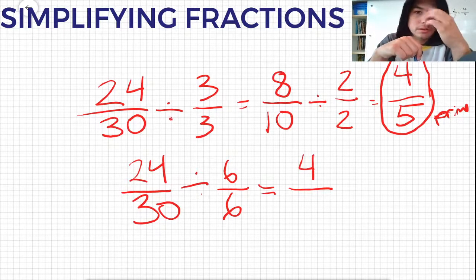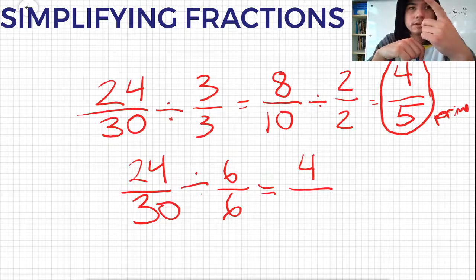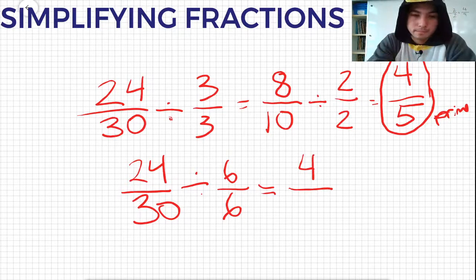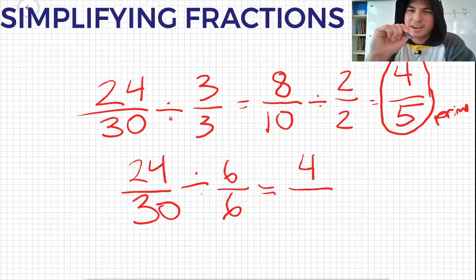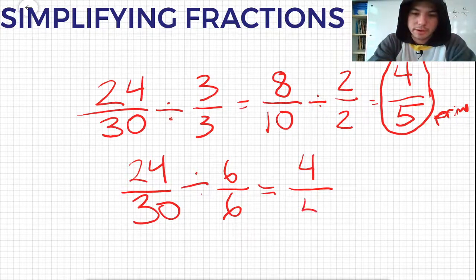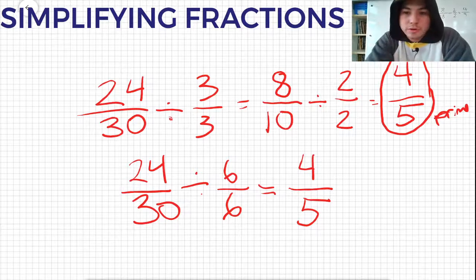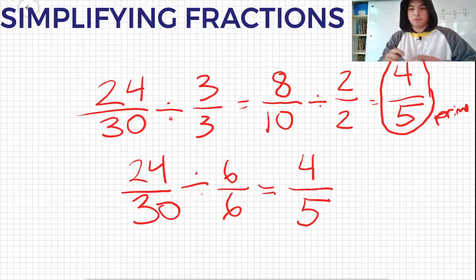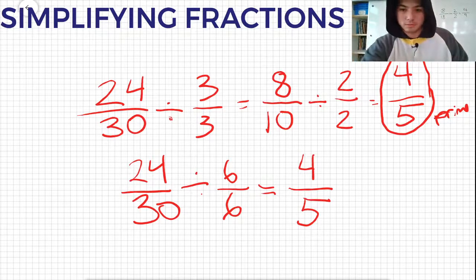And then 30 divided by 6. 5, 10, 15, 20, 25, 30. Wait, I did that by 5. 6, 12, 18, 24, 30. So we have 5. So we get to 4/5 two different ways. So we know that 24/30 simplifies to 4/5.